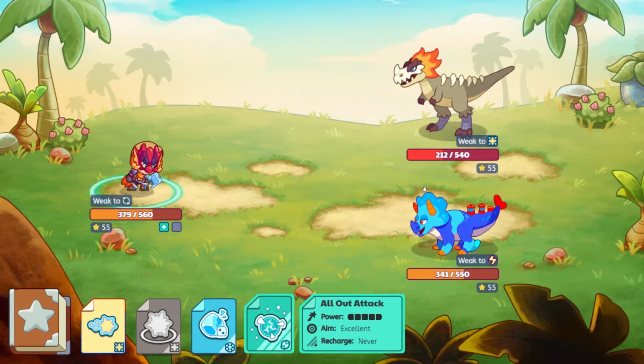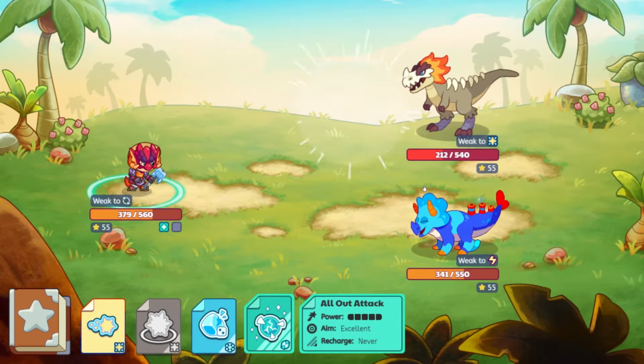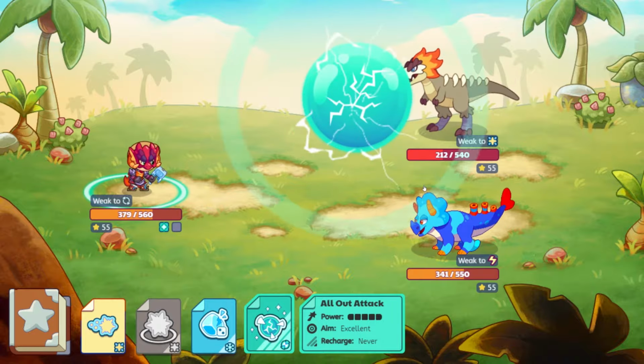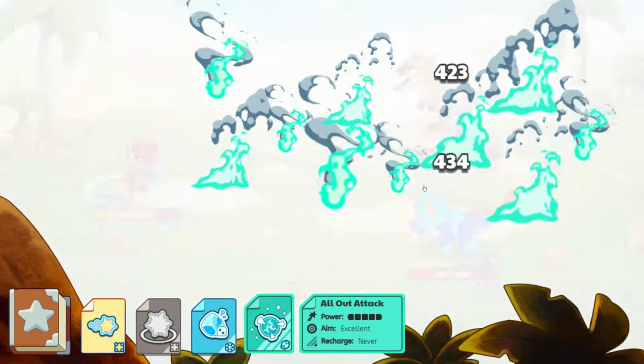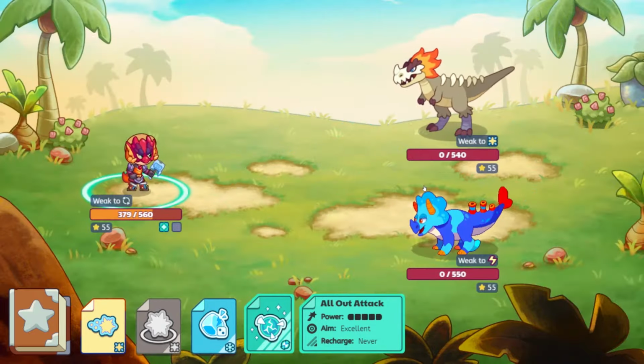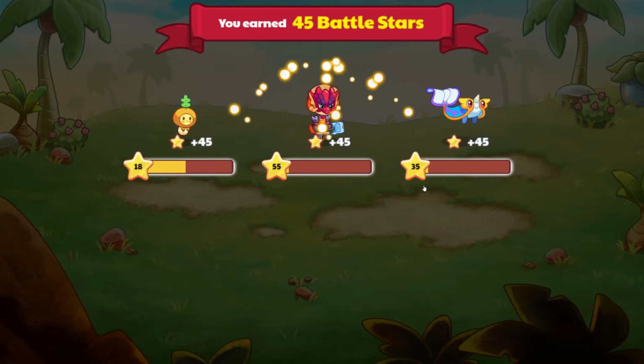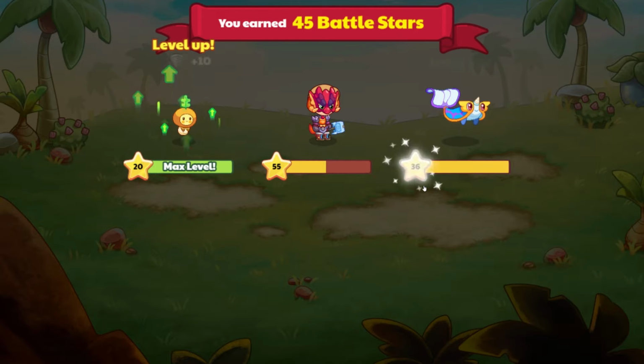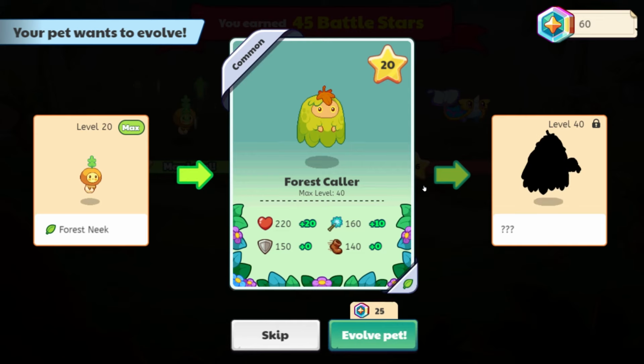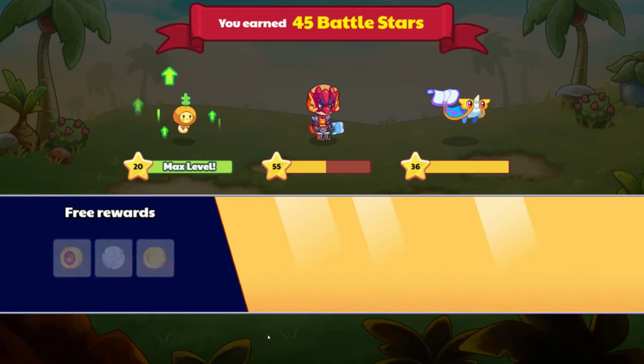An all-out attack, is it enough? It should be enough for both of them, but if not, Stampede we can deal with. Awesome. Second time's the charm. Now let's see if my pets get... It says plus 45, so max level for that, and then there we go. Okay, maybe they were getting experience. I don't know. We're going to skip this. We can evolve. If we evolve this, it's only 25 to evolve to... Oh, that's Forest Color, though. We'd have to evolve it again. So we're going to skip you.